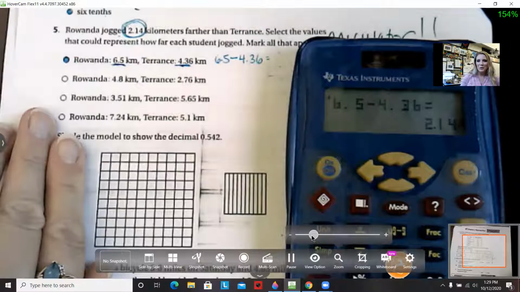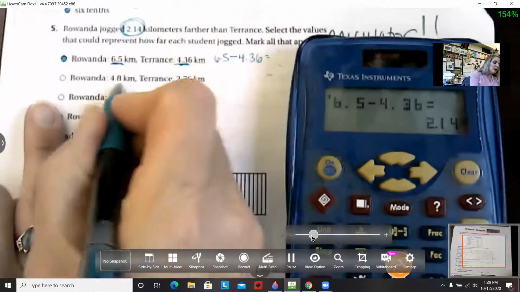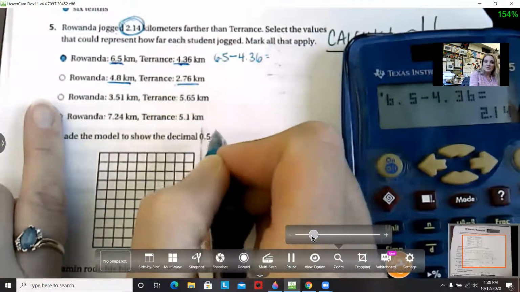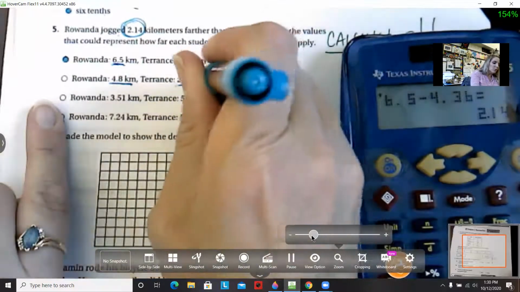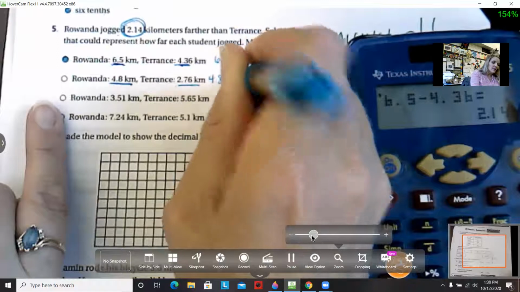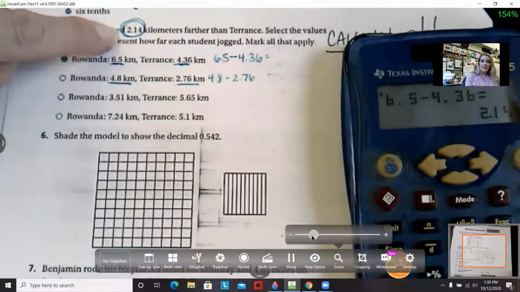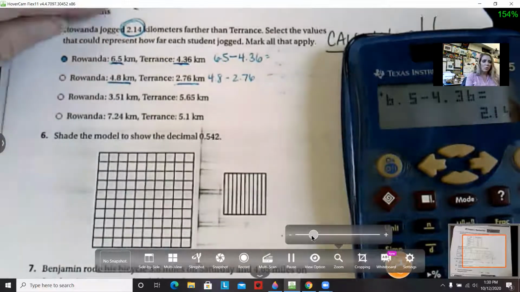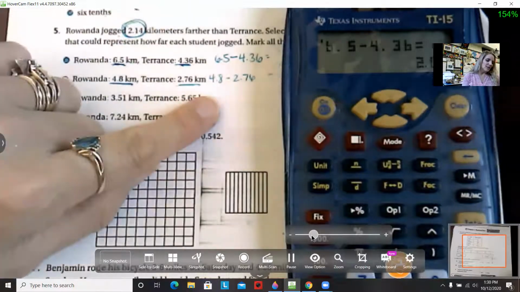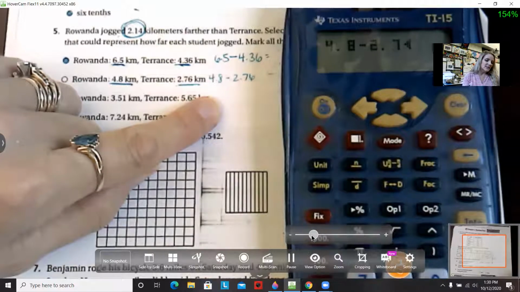Okay, be careful. There might be a test question like this. Okay, here's another one. Rwanda, if she jogs 4 8/10 kilometers and Terrence jogs 2 76/100, if I subtract them, putting Rwanda's first, hers must be greater than his. If we subtract them, we must get a difference of 2 14/100 if that's a reasonable two distances that they can run. Okay, so let's put 4 8/10 minus 2 76/100.